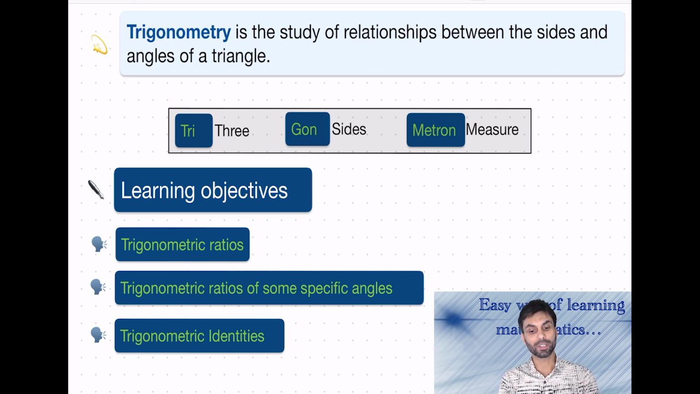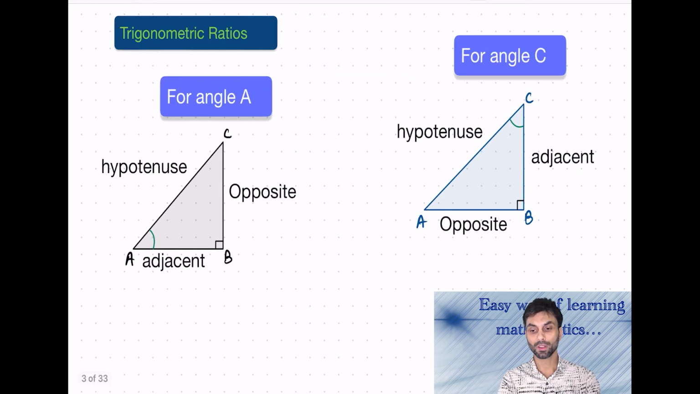Now let's start with the first subtopic, where we'll be discussing trigonometric ratios. When it comes to trigonometric ratios, as we are saying that we are going to discuss a right angle triangle, one angle will be 90 degrees, and then the other two angles will be acute angles. And we'll be talking about trigonometric ratios with respect to these acute angles. Now since there are two acute angles, it is very important for us to understand with respect to which angle we are trying to find the trigonometric ratio.